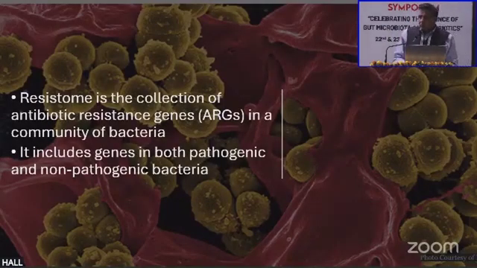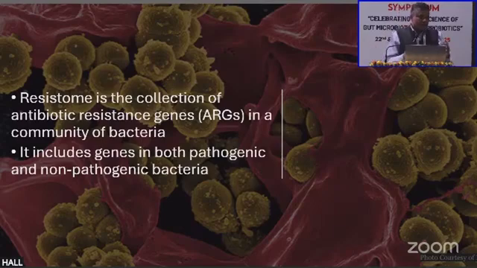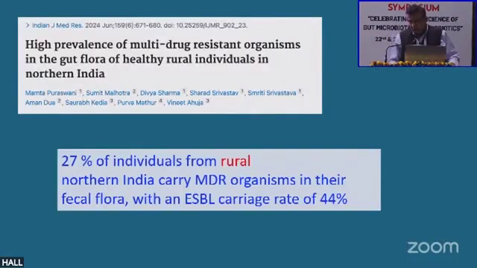What is resistome? Resistome is what, when we talk about microbiome. Microbiome is the total gene collection of all kinds of organisms which are there in the ecological reservoir. Resistome is the collection of antibiotic resistance genes in a community of bacteria. It includes genes in both pathogenic as well as non-pathogenic bacteria.